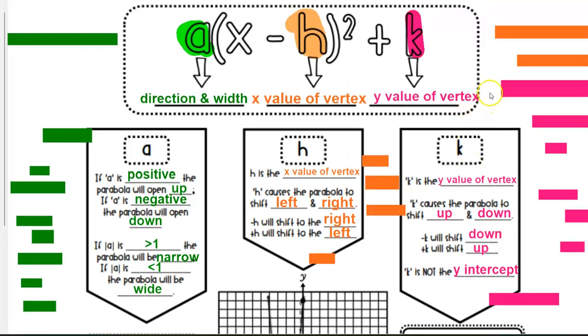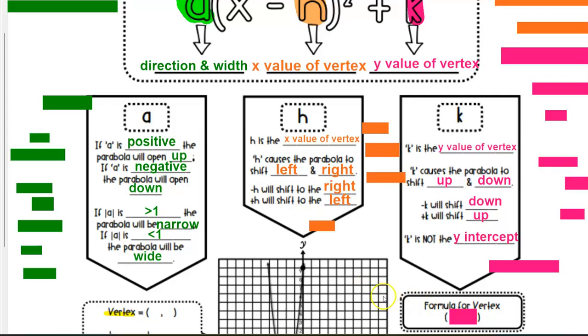Vertex form of a quadratic equation is very useful because not only does it allow us to see the direction the parabola opens and the width of the parabola, it also allows us to easily identify the vertex. So the formula for the vertex here would be the ordered pair (h, k), where h is the x value of the vertex and k is the y value of the vertex.